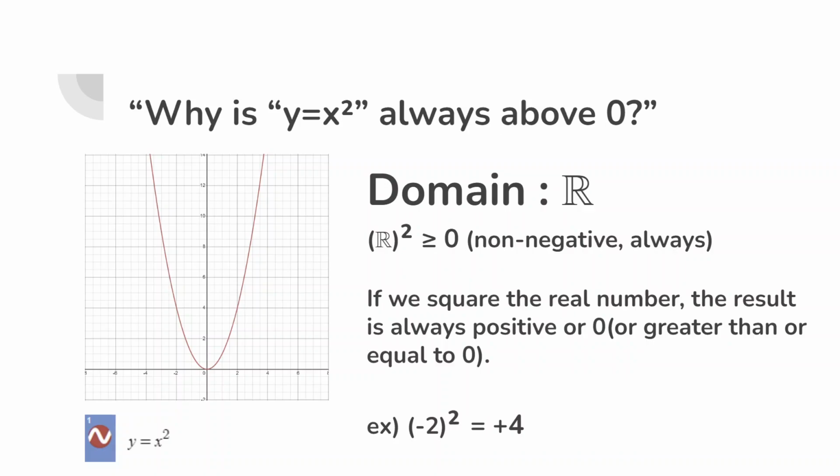So y equals x squared is always above 0. If we square a real number, the result is always positive or 0. For example, if we plug in a negative number such as negative 2, then negative 2 squared is positive 4, not negative 4. That's why y equals x squared is always above 0.